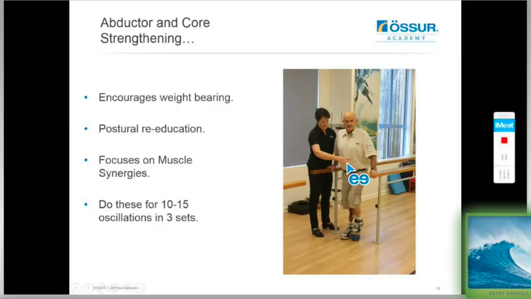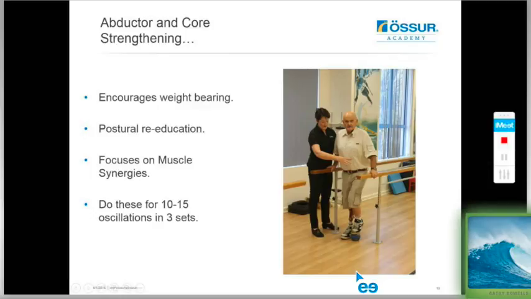So by giving them some visual feedback, looking in a mirror, they can see where they are in the middle, and then they can see where you want them further over to the prosthetic side for weight bearing and preparation in stance phase on the prosthesis.